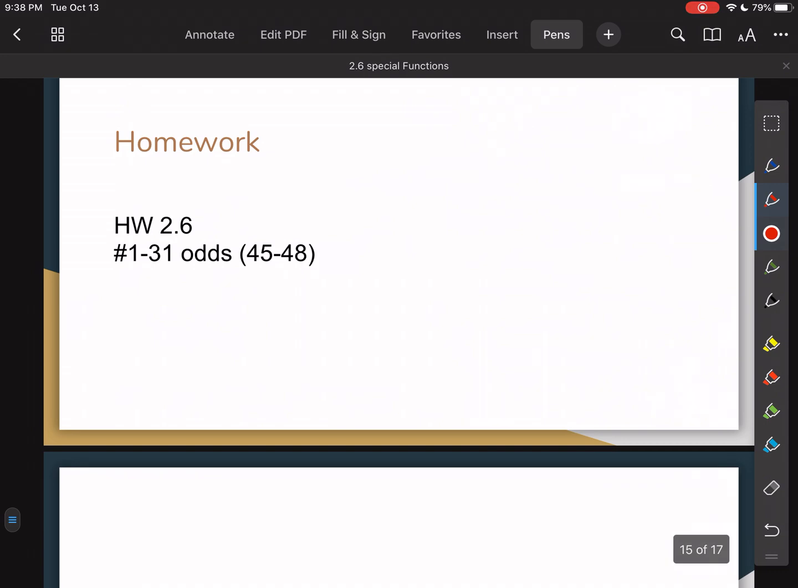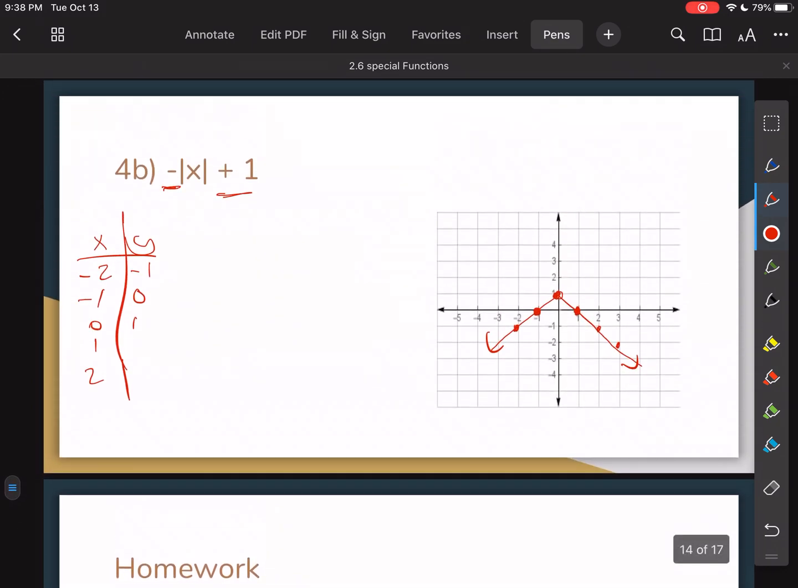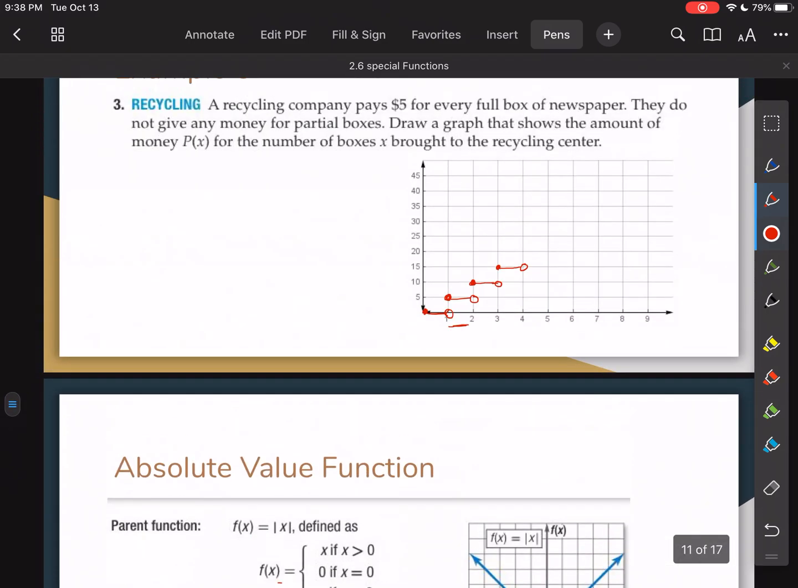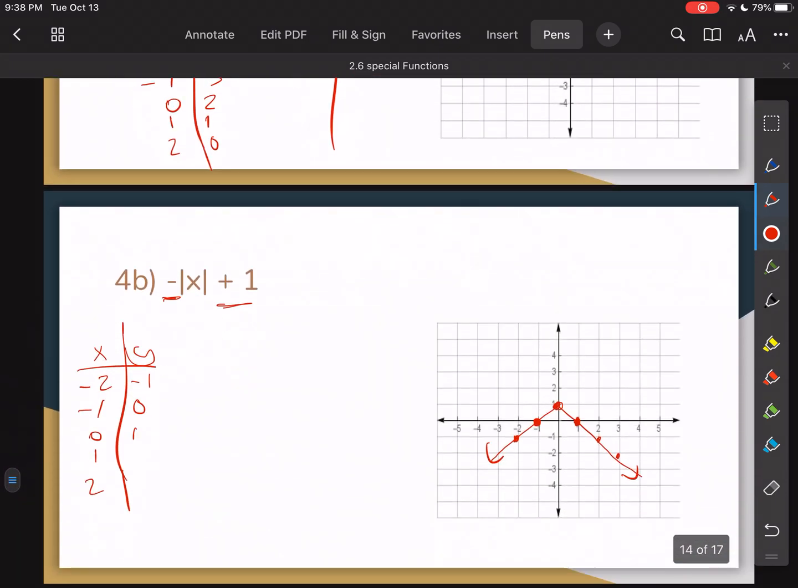So guys, today, again, what we did was we figured out how to graph a piecewise function, and we looked at graphs of piecewise functions to create piecewise equations, and then we learned a little bit about absolute value functions and step functions and greatest integer functions.